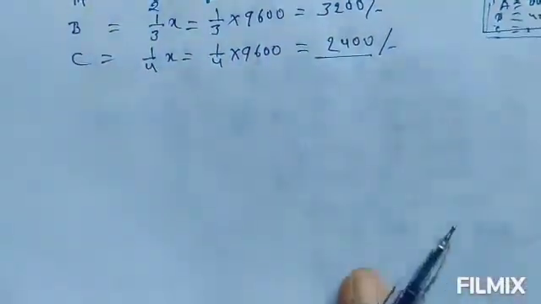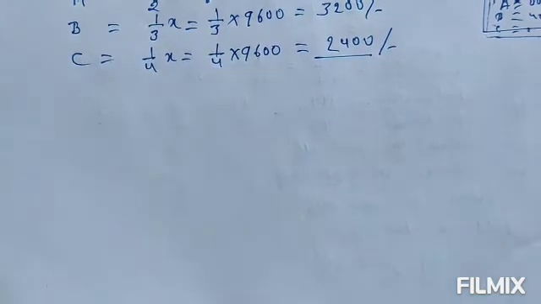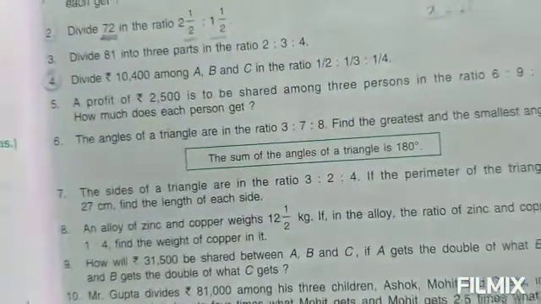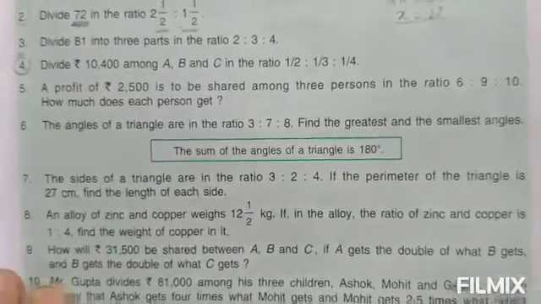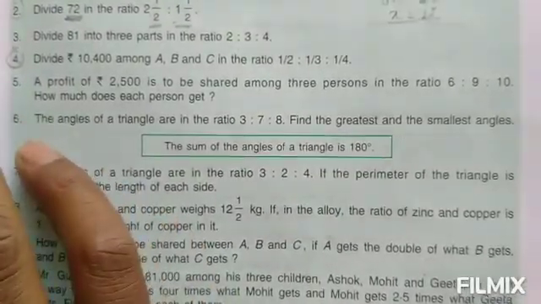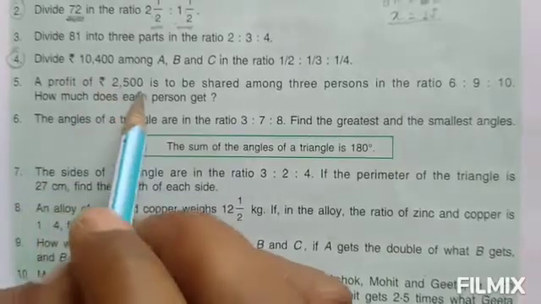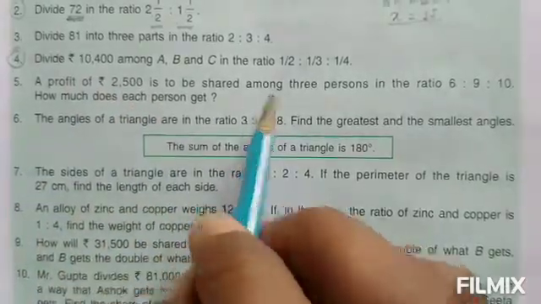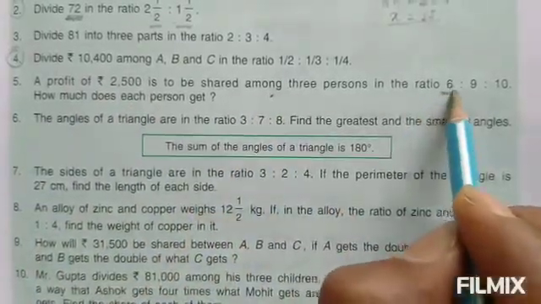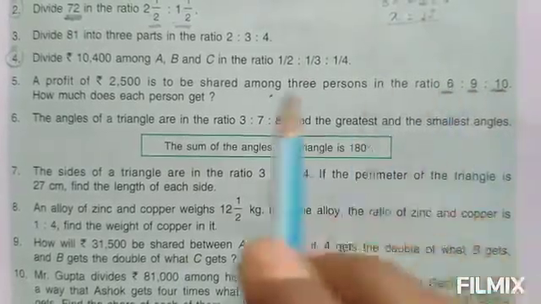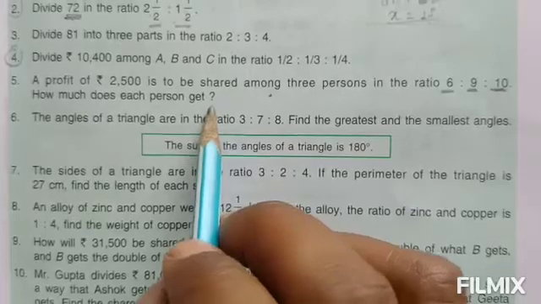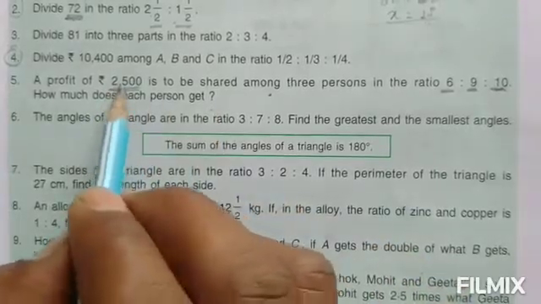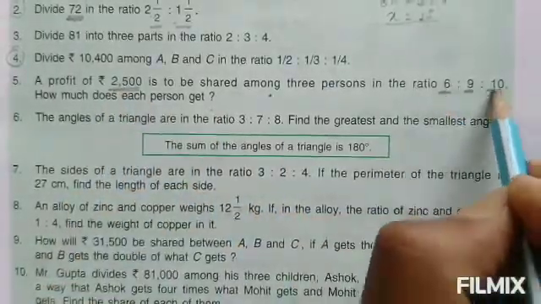Now next question, question number 5. The fifth question is: a profit of rupees 2500 is to be shared among 3 persons in the ratio 6:9:10. How much does each person get? The total amount is 2500 and the ratio is this.